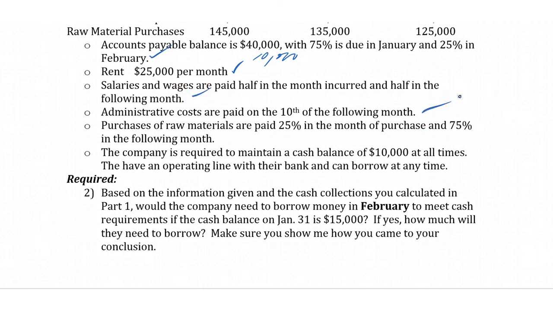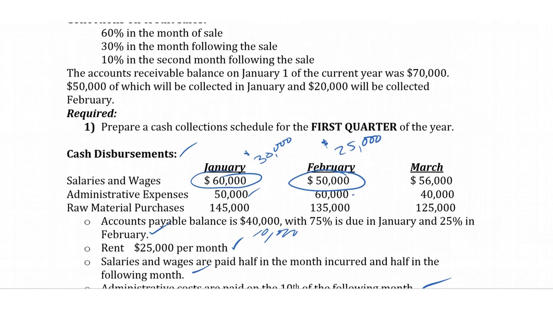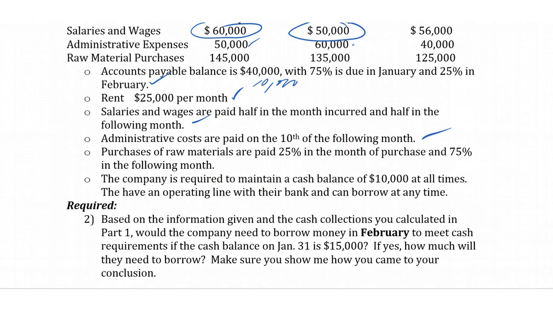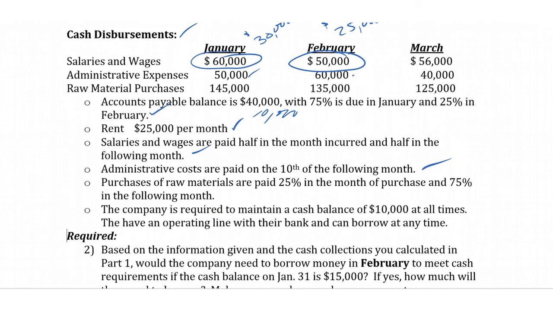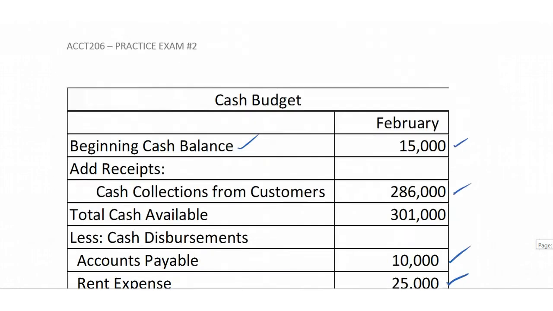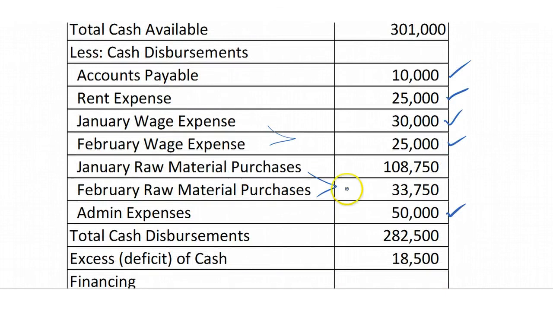Okay, raw materials purchased are paid 25% in the month of purchase and 75% in the following month. So what are our raw materials paid in February? Well, 75% of January's raw materials and 25% of February's raw materials. And that's where I come up with these numbers. 75% of January is paid in February. 25% of February is paid in February.